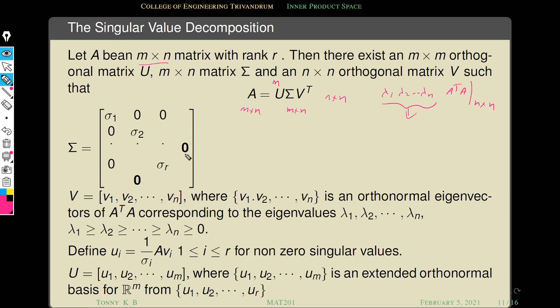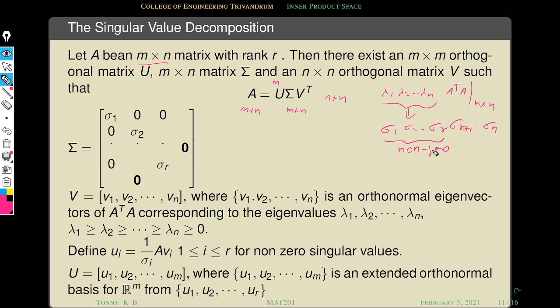We know that singular values are the positive square roots of eigenvalues. These eigenvalues are not negative. So we have sigma 1, sigma 2, etc., sigma r plus 1, etc., sigma n. There are n singular values in descending order, and we assume that there are only r non-zero singular values. That is the significance of this R. If the rank of the matrix A is R, then A transpose A has only R non-zero eigenvalues.